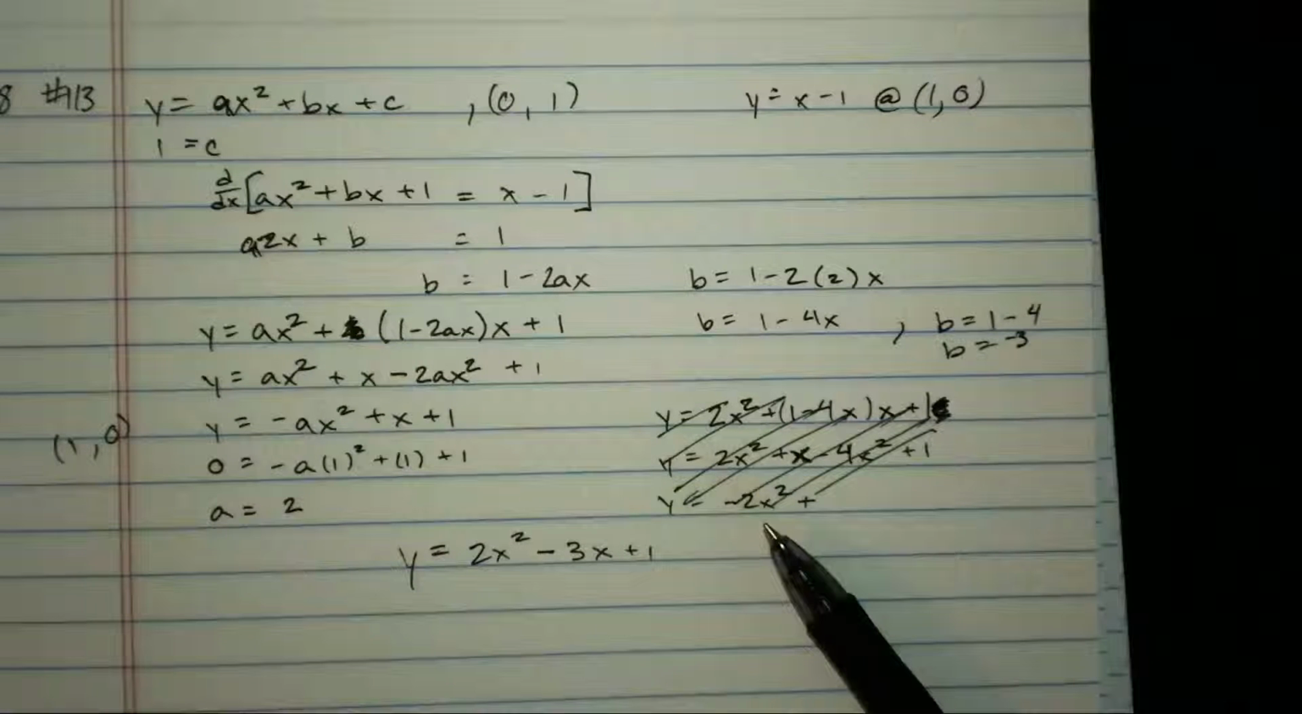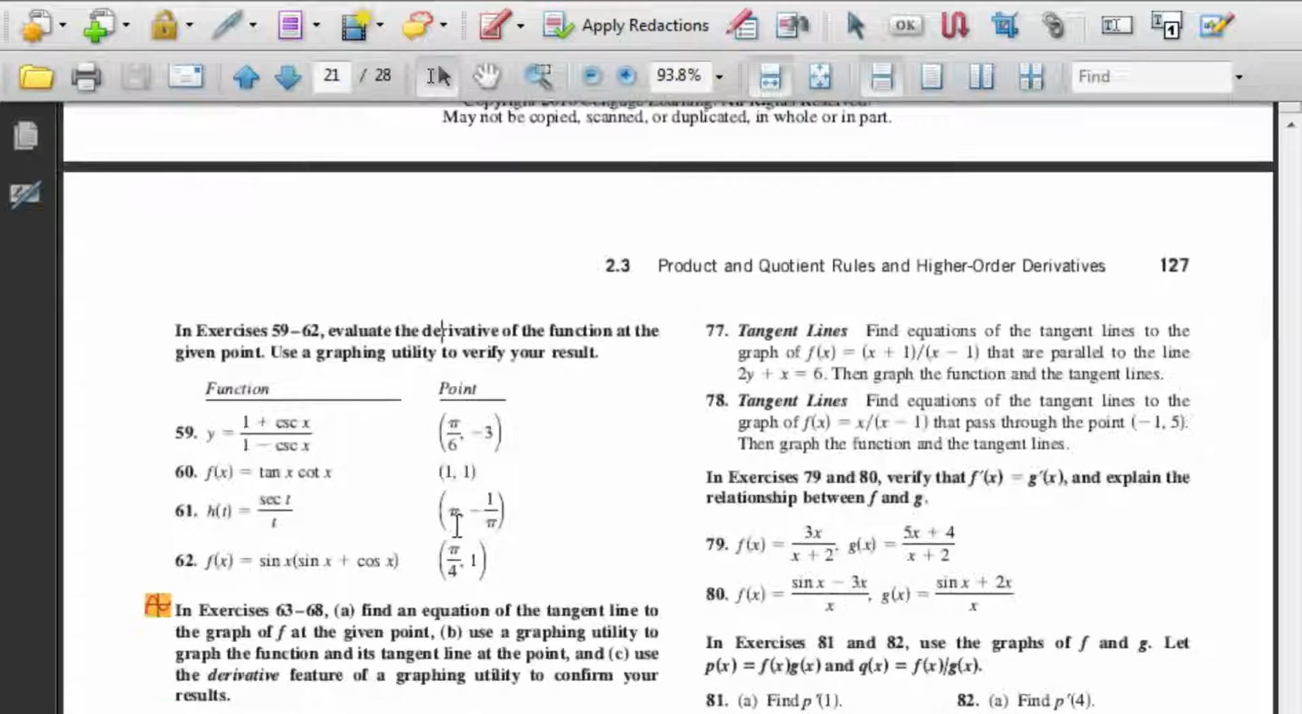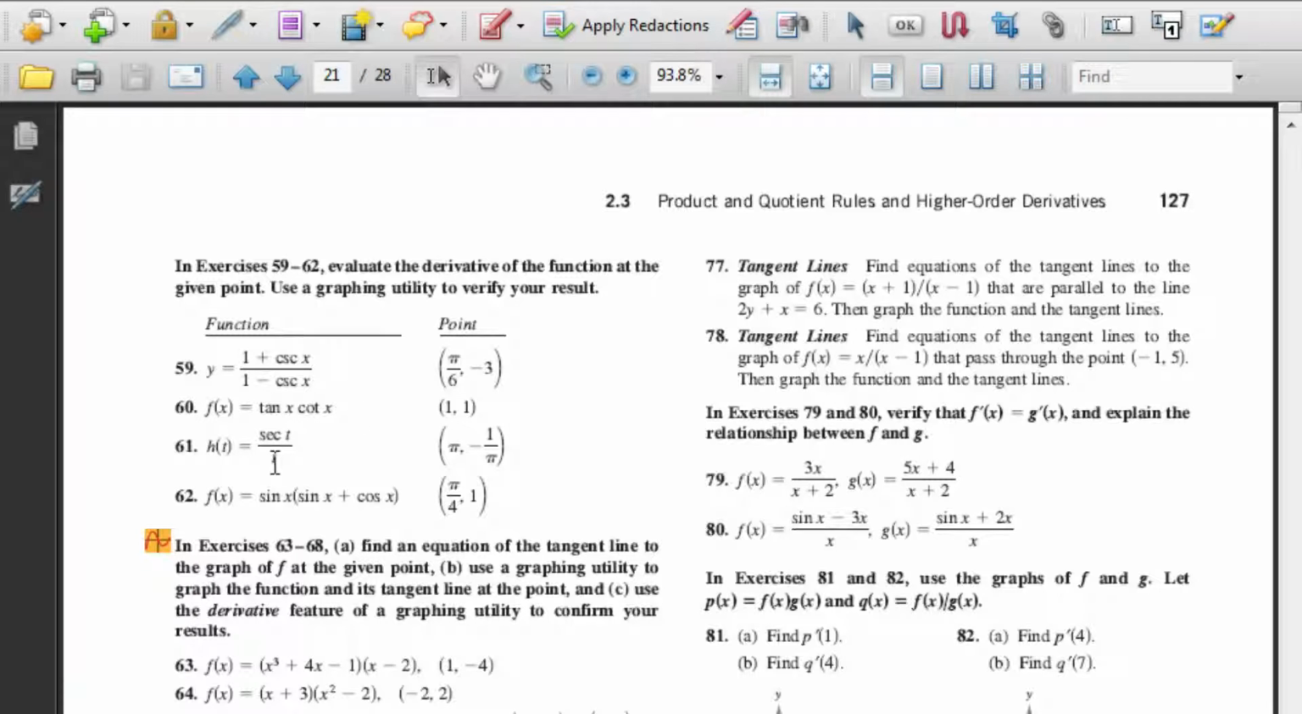Yeah, let's do number 62 on page 127. I don't know if it would work, but I like this one, because this one looks like it might be more relevant to the one on the test, to be honest. So let's work this one out, because I feel like it's more relevant. Page 127, number 62.